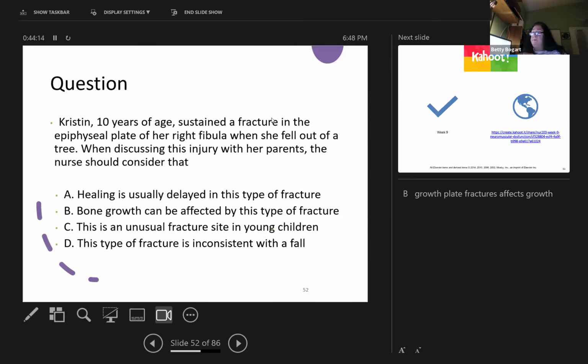So, question. Kristen is 10 years old, sustained a fracture in the epiphyseal plate of her right fibula when she fell out of a tree. When discussing this injury with her parents, the nurse should consider what? What's the epiphyseal plate? The growth plate. It is a growth plate. So again, you're worried about growth. Yes.